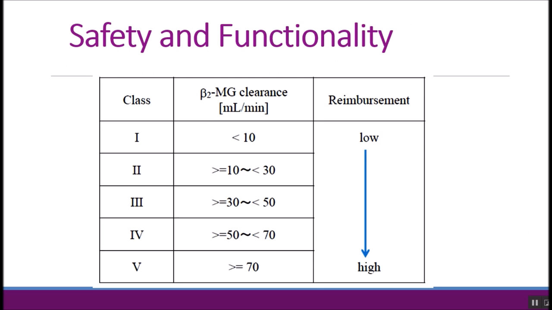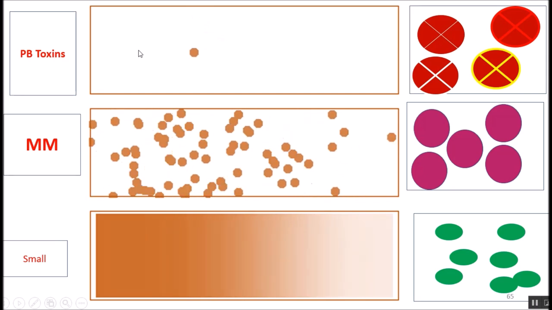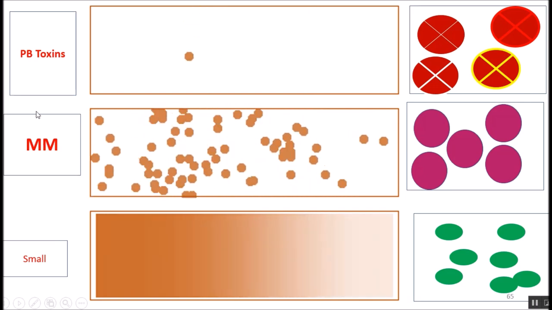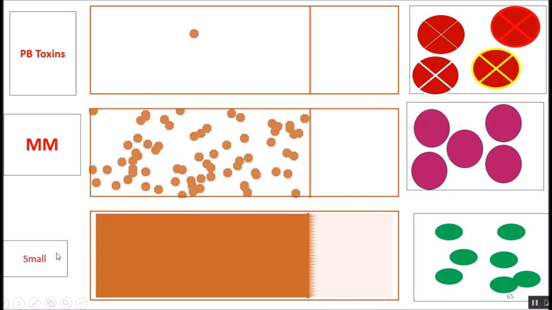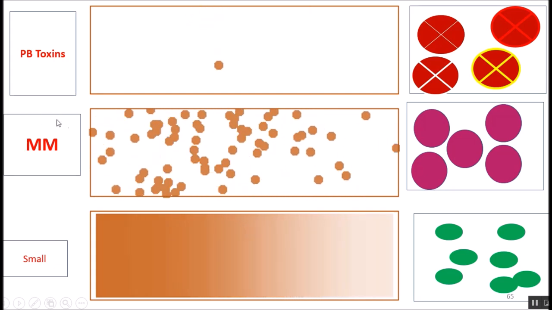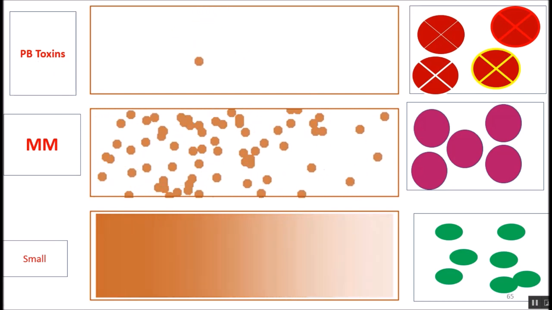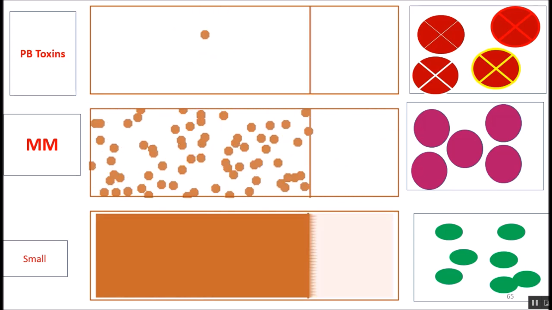For the functionality, we can classify the dialyzer into five classes depending on beta 2 microglobulin clearance, with class 1 or low flux, and the high flux or super flux, and this is the range of how much beta 2 could be removed. Working with high flux and super flux can improve the dialysis quality because you can remove middle molecules. Not only the small ones, but the middle molecules could also be removed freely, while the protein bound toxins are hardly removed because they are carried by albumin and the membrane is not leaky to the albumin.